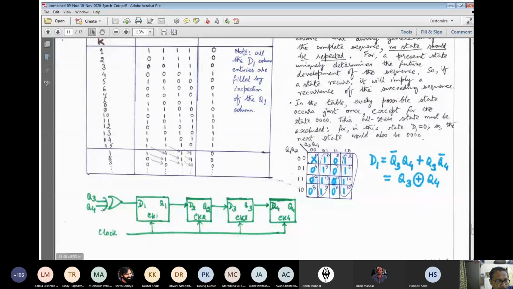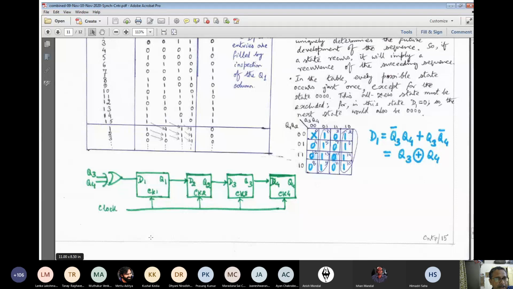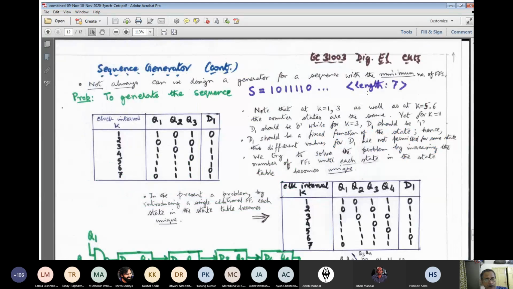Next problem. Here, suppose you have to generate a sequence of length 7, 1, 0, 1, and so on, 2, 3, 4, 5, 6, 7. That means you require S less than or equal to 2 to the power n minus 1. So S plus 1, that is 7 plus 1, less than or equal to 2 to the power n. So the minimum value of n equals 3. Mind you, minimum. Not that you will succeed.